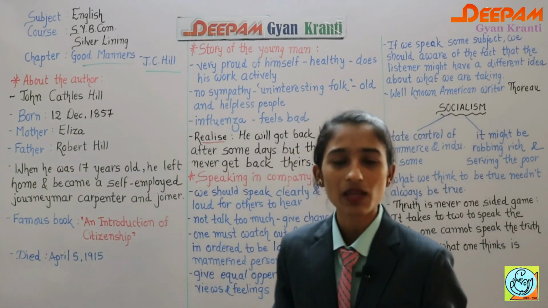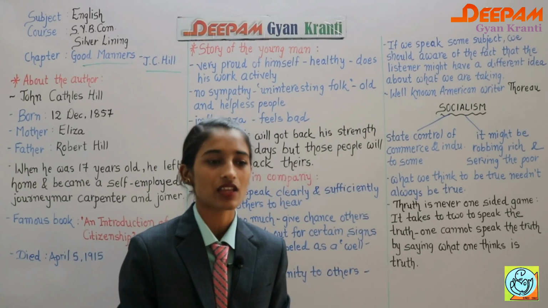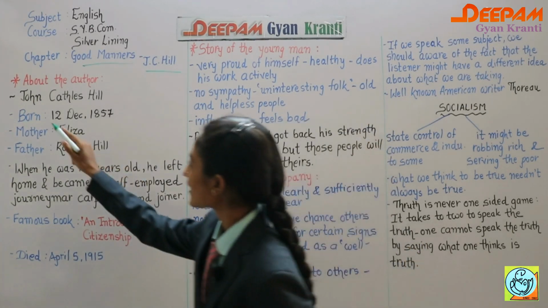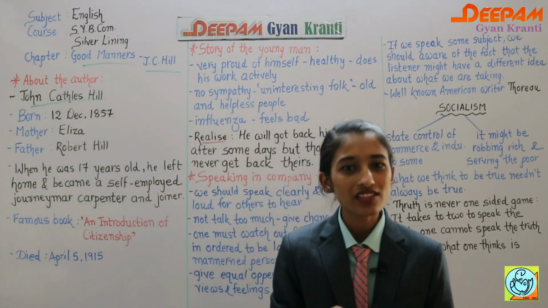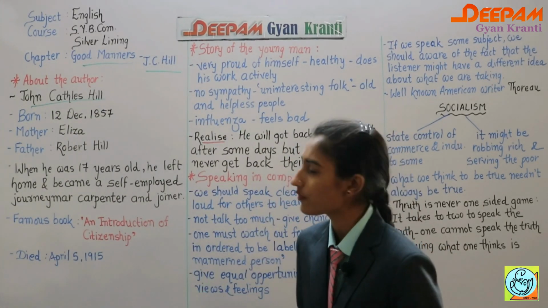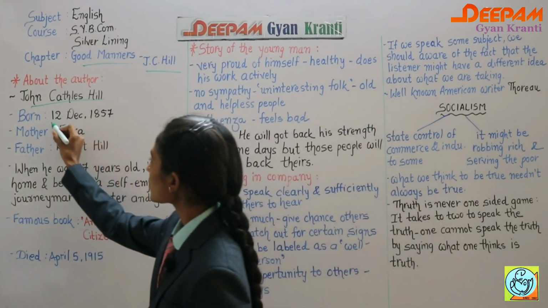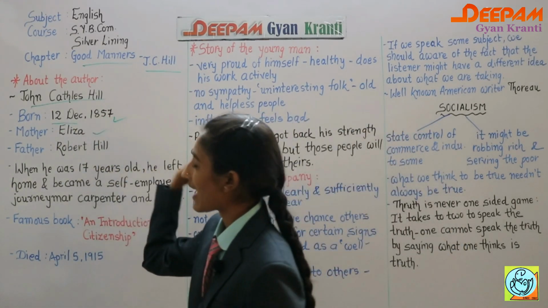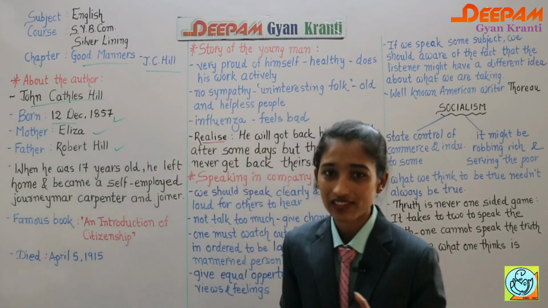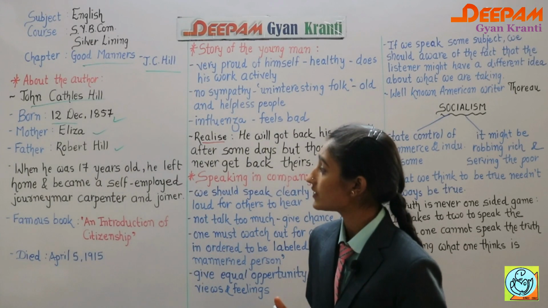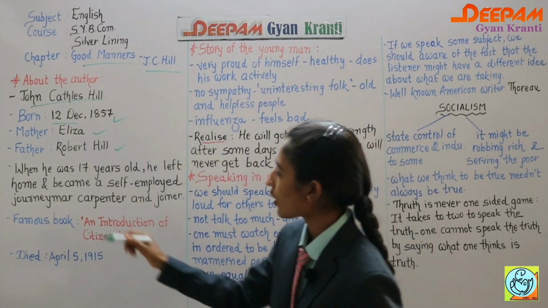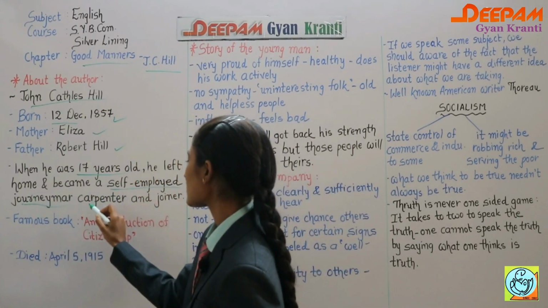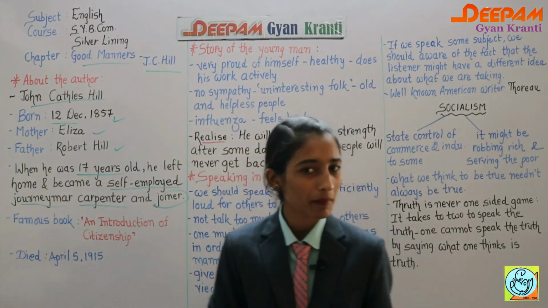Before we start the summary of this chapter, first we will discuss the author, J.C. Hill. What is the full form of J.C. Hill? That is John Cathell's Hill. Now he was born on 12 December 1857. His mother's name was Eliza and his father's name was Robert Hill. That is the personal detail of J.C. Hill. When he was only 17 years old, he left his home and became a self-employed journalist, carpenter and joiner. You have to remember that.